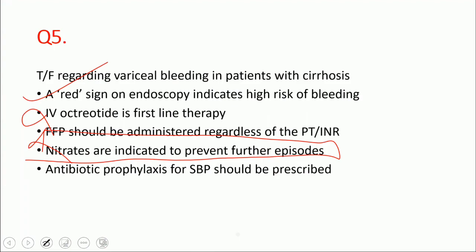That's the kind of question that could be asked as a best response question. If they ask what is the next best thing to do, then obviously it's fluid therapy. But that's not a definitive treatment. You are just stabilizing the patient there, right? For definitive treatment, you have to give terlipressin.